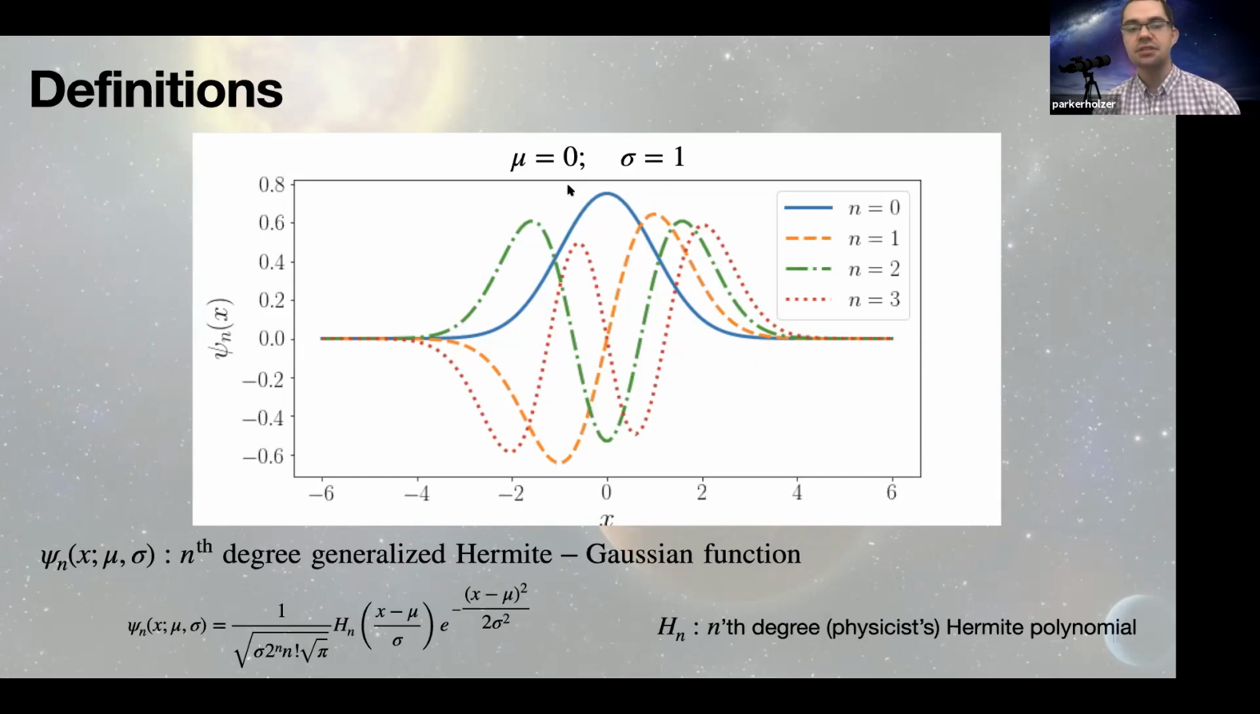These Hermite-Gaussian functions have a general center mu and spread sigma, but I've set those to be 0 and 1 here respectively. And the 0th degree Hermite-Gaussian function is nothing more than just a Gaussian. And the 1st degree Hermite-Gaussian function, which is the one that's relevant for this method, is in dashed orange here. And these are the Hermite-Gaussian functions that we use. And of course, as you get to higher and higher degrees, they get more and more complicated.